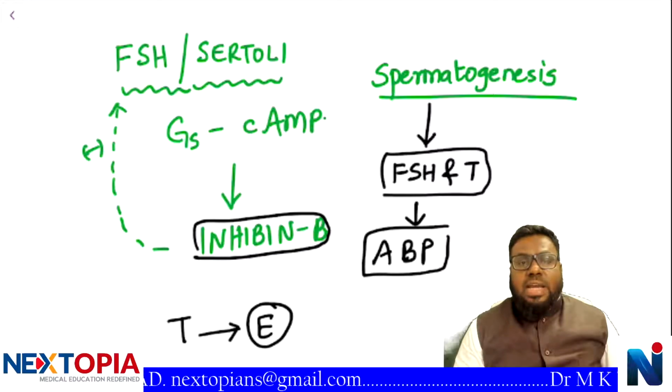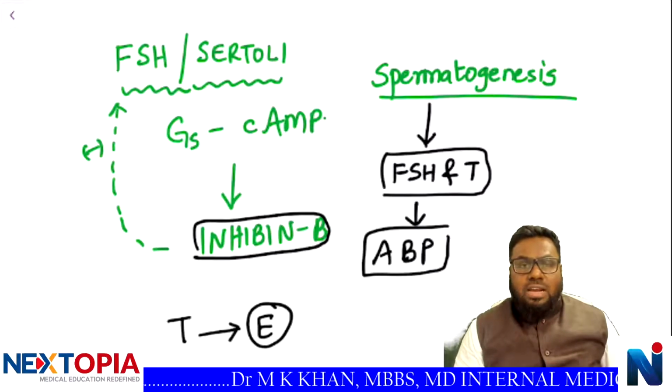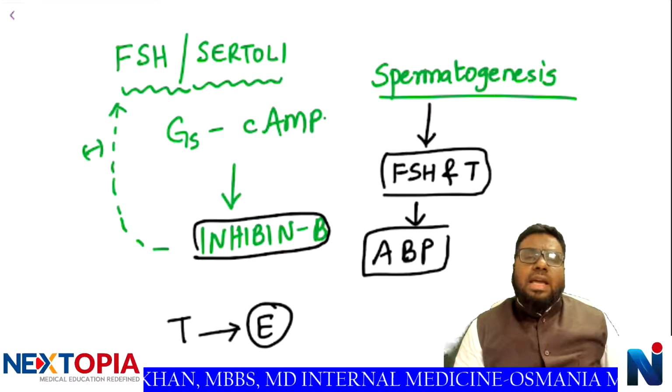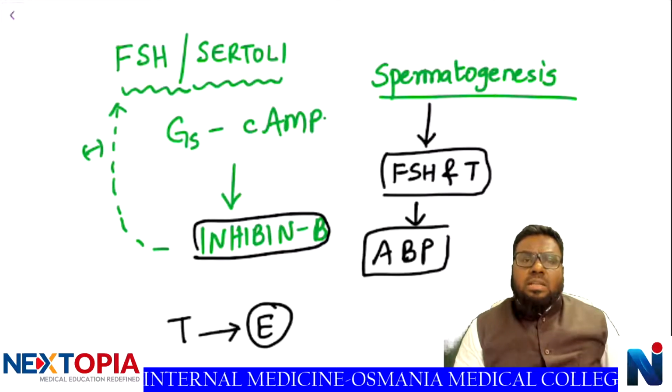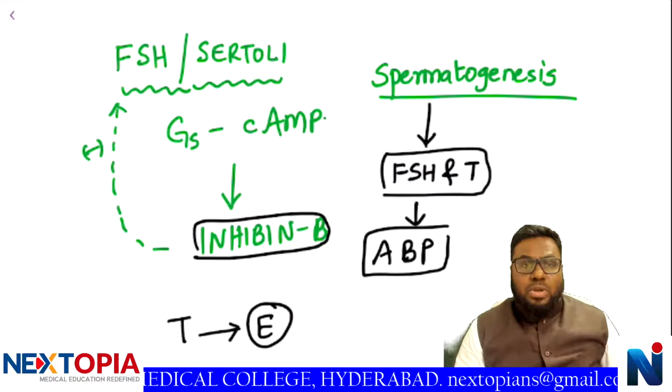Testosterone gets converted to dihydrotestosterone by the enzyme 5-alpha reductase. Dihydrotestosterone makes the penis, the prostate, and the scrotum in the embryo, during embryonic life.